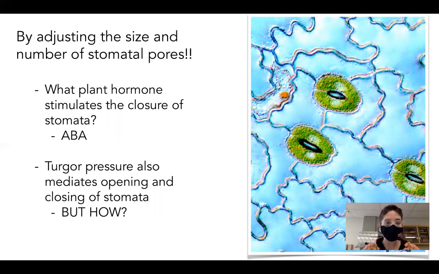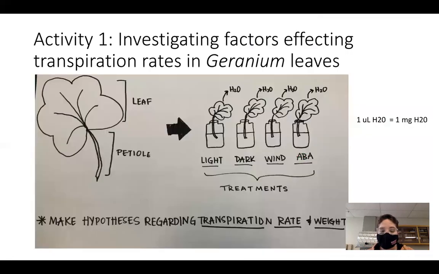We'll go into turgor pressure and how it also mediates the opening and closing of stomata. But first, I want to talk about activity 1 because it goes hand in hand with transpiration and what we just talked about. Today, to investigate transpiration and what factors might affect it, we're going to be using geranium leaves. Here I've drawn a nice diagram of the geranium leaf.